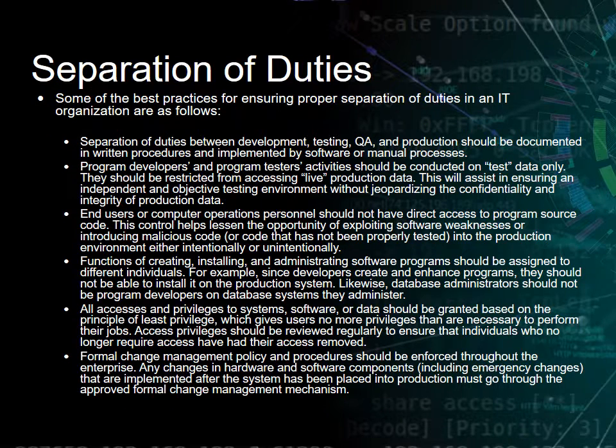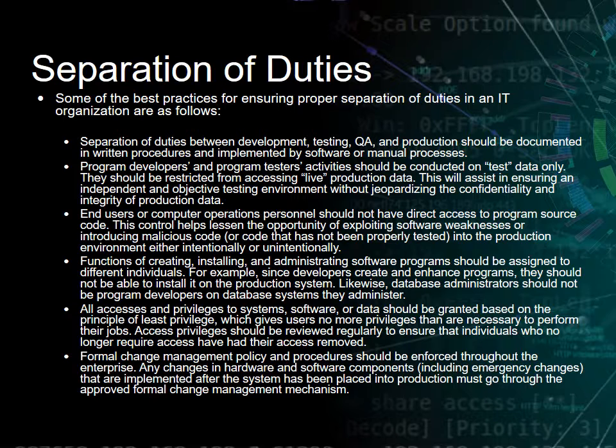So some best practices when it comes to separation of duties. Separation of duties between development, testing, quality assurance, and production should be documented in written procedures and implemented by software or manual processes. You don't want the people who are writing the software to also be the ones doing the testing or quality assurance, because they have a vested stake in making sure that the product gets through. You want to have separate people testing it so that they are independent of the effort and time that was put into generating the product.